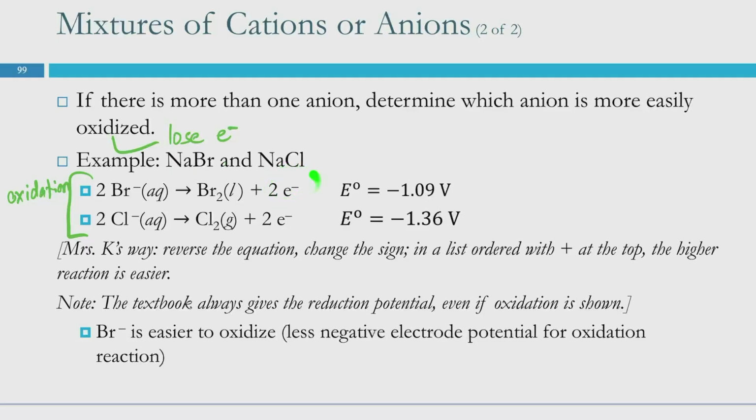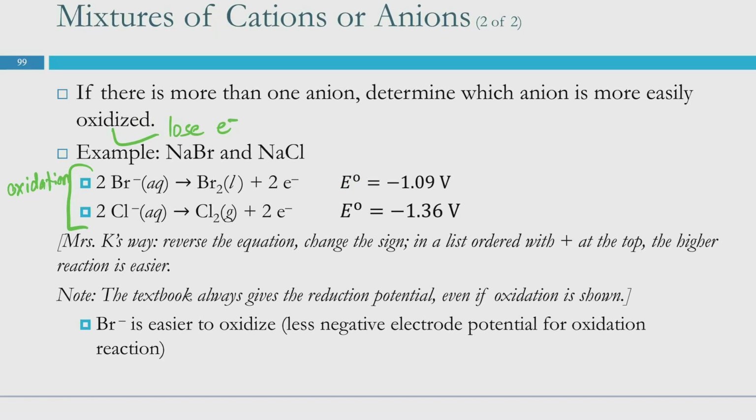Oxidation's losing electrons, so the electrons are on the right side. We would have pulled these out of our reduction potential table, flipped them, and changed the sign for our E with the 0. And we're going to choose the more positive one. So in this case, this is going to be bromide. Bromide has the less negative value.